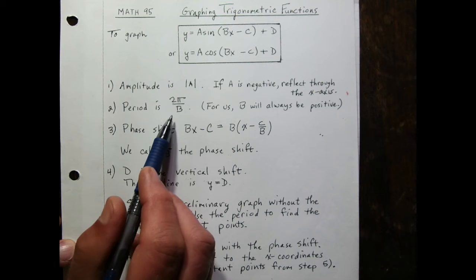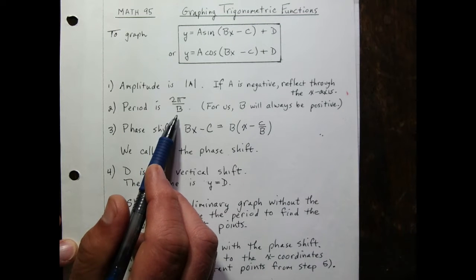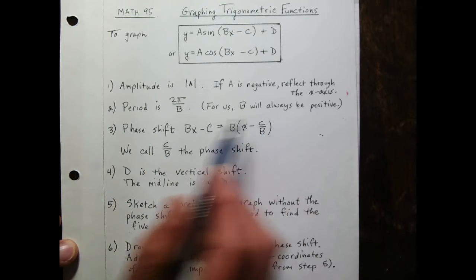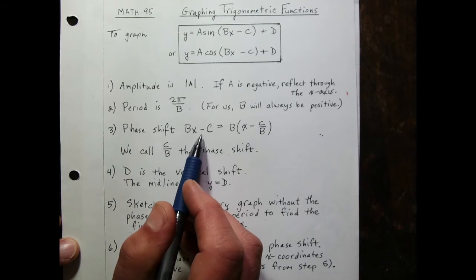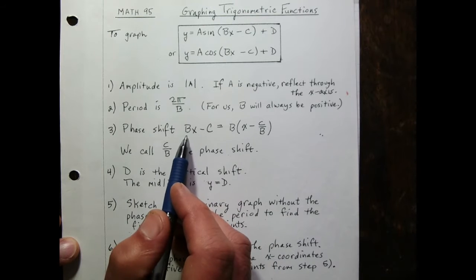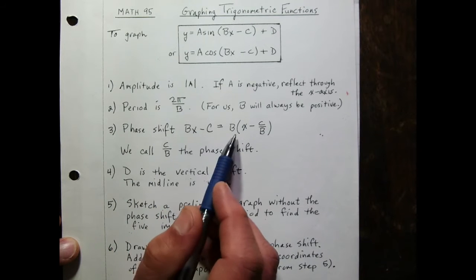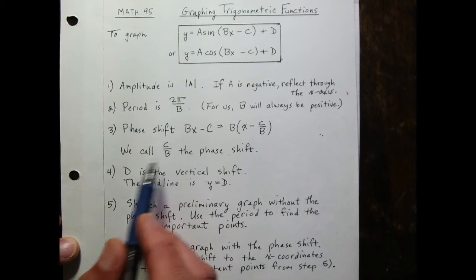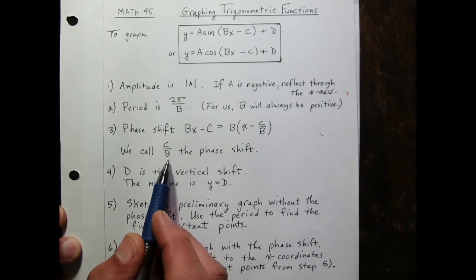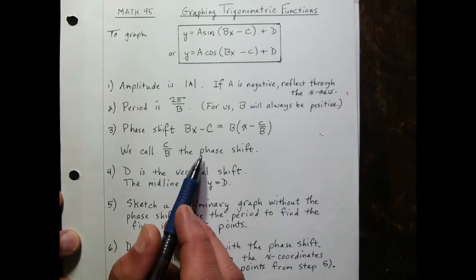You can also use an inequality to figure that out if you don't remember the formula, but this formula will always work. And for us, b will always be positive. The phase shift can be gotten by factoring out a b from bx minus c and observing what you get in parentheses. Or you can just use the formula c over b.